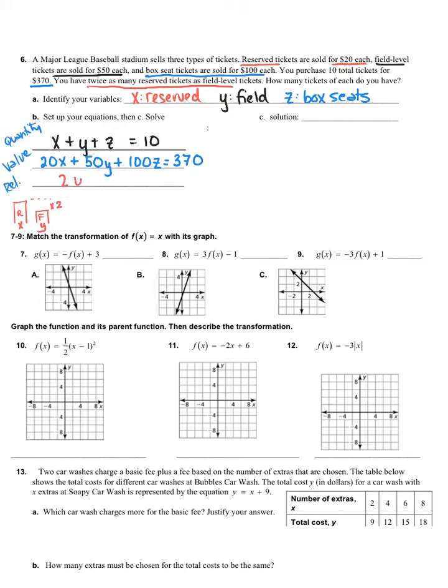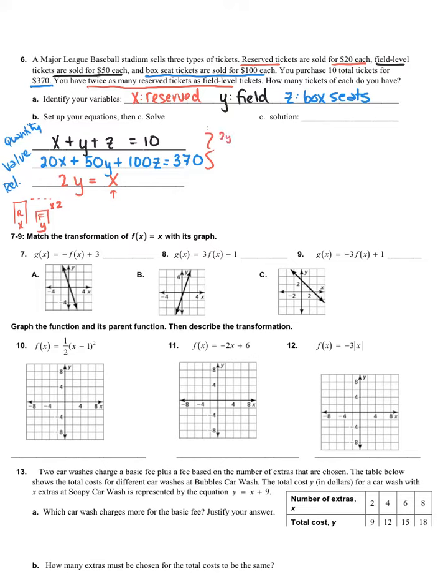So 2 times Y is going to equal X. And there's your three equations. Now there's many different ways to go around and solve this. I'm going to use substitution just because we have one of our variables isolated. So into these two equations, I'm going to substitute wherever I see an X, 2Y.